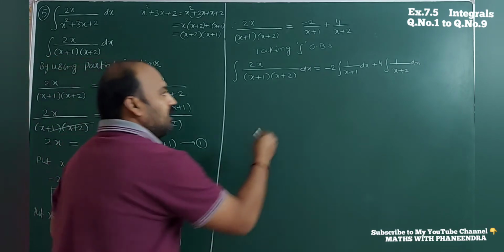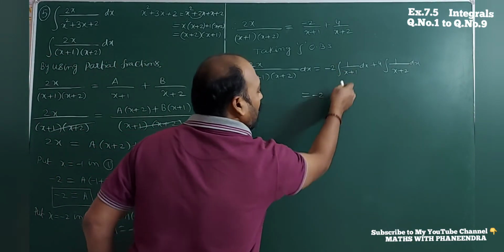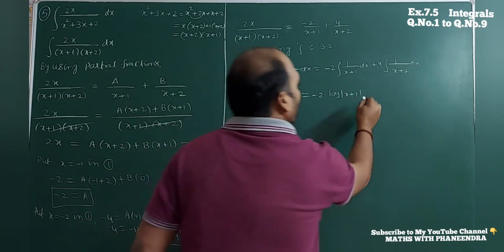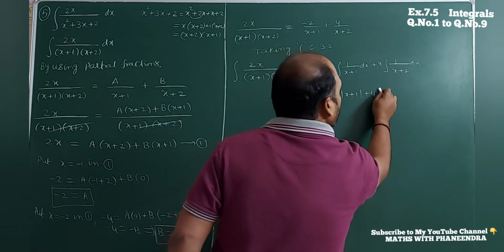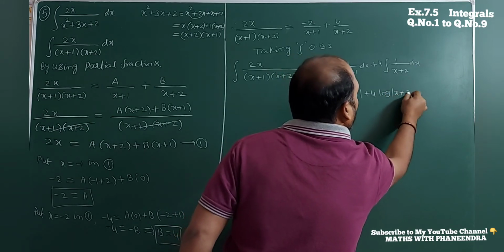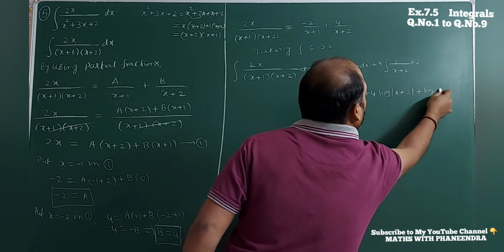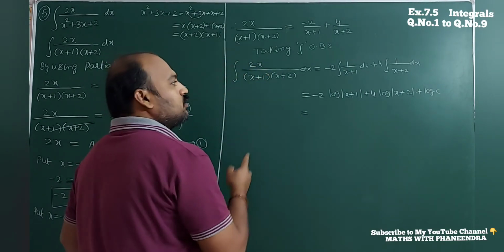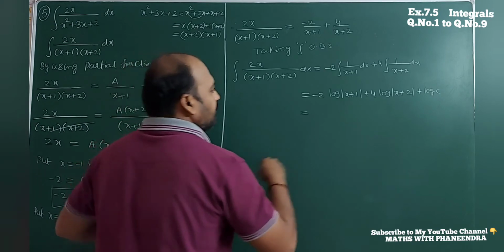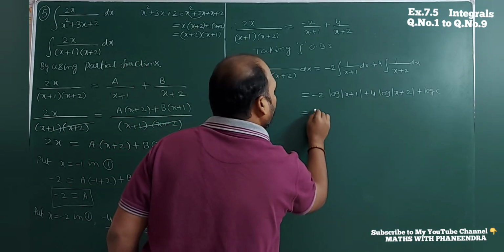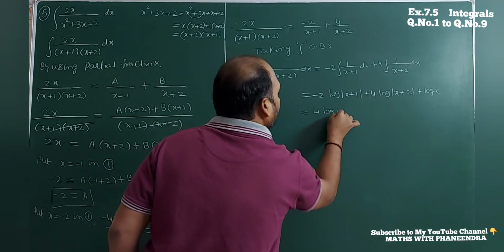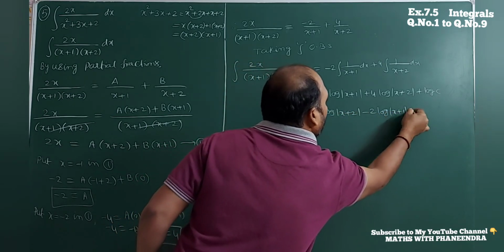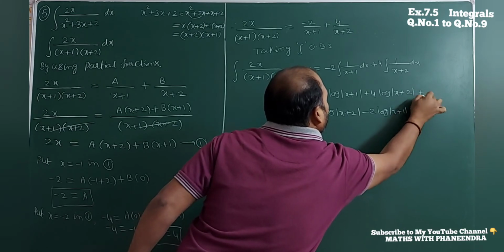Now normal integration: minus 2 into integral 1 by x is log mod x plus 1, plus 4 into integral 1 by x plus 2, log mod x plus 2, after that plus c, or log c you can write. Simply, you can also write the first positive term first: 4 log x plus 2 minus 2 log x plus 1 plus c. Instead of log c, the c is enough.